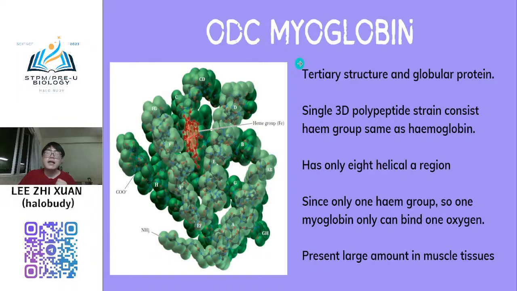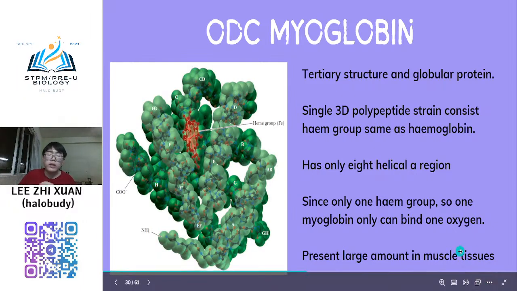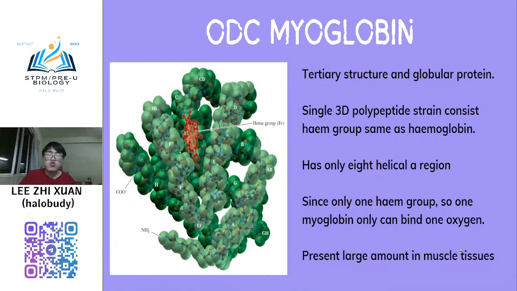And where is it present? Normally it is only found in muscle tissue. Hemoglobin can be found anywhere, in any cell tissue that has metabolic activity. But myoglobin is mostly found in muscle tissue only. In other tissue, maybe you can find it, but it is very little, or even absent.